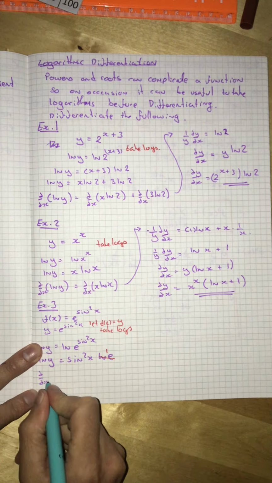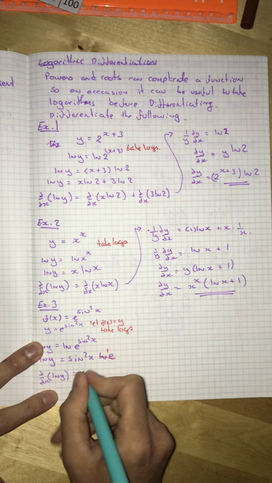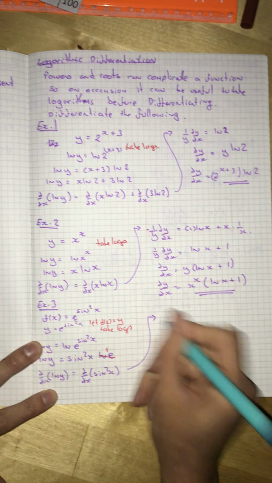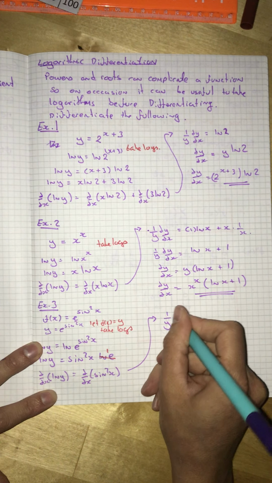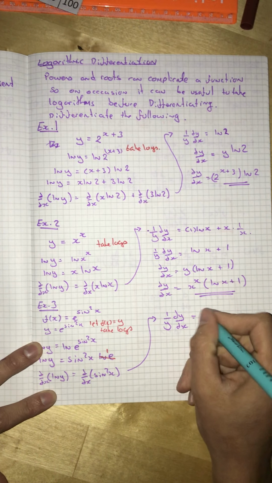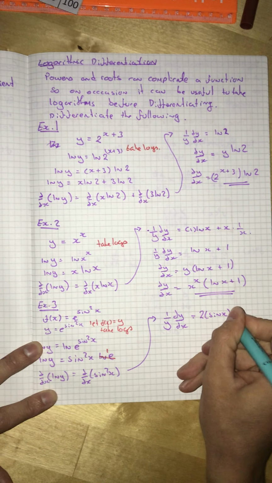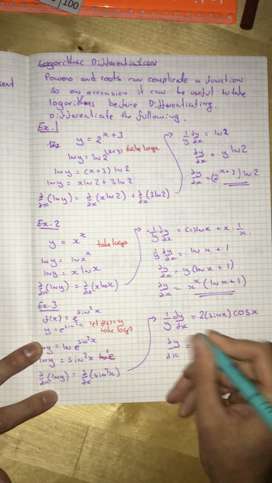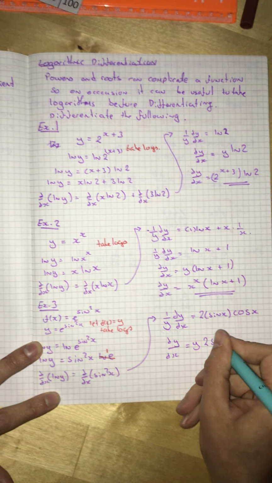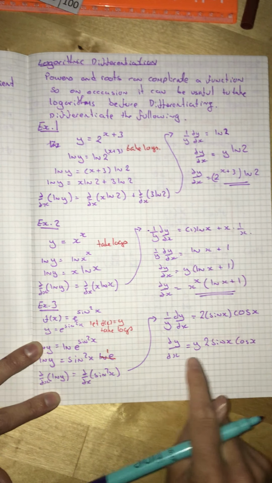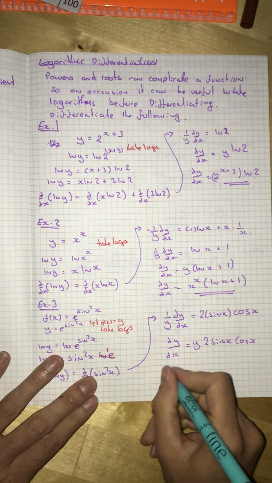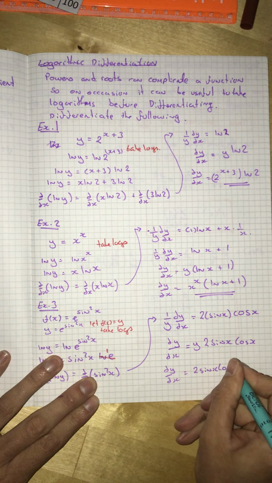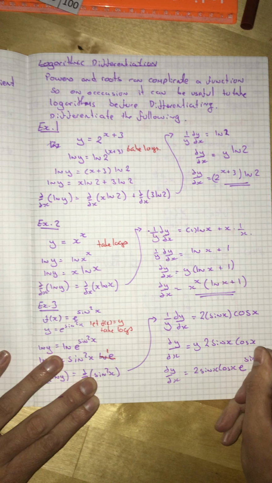So it's the derivative of log y and the derivative of sine squared x, which is 1 over y dy by dx. Differentiate that and you get 2 bracket sine x times the derivative inside the bracket, which is cos x. So we get y times 2 sine x cos x, and then we replace the y with e to the sine squared x. So we get 2 sine x cos x e to the sine squared x.